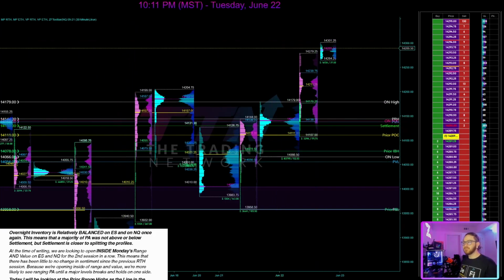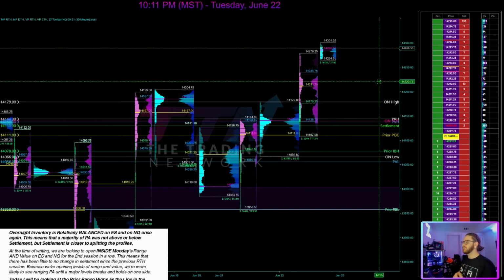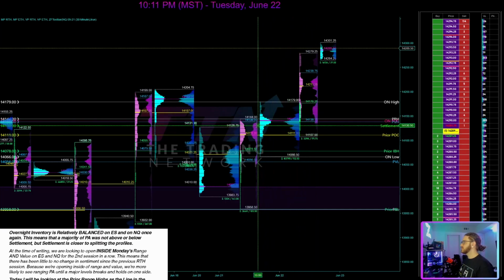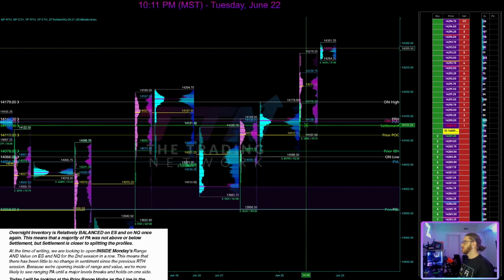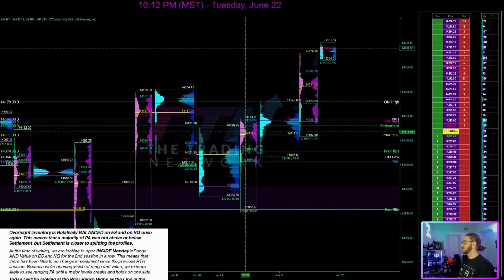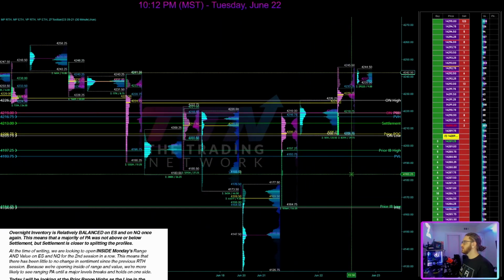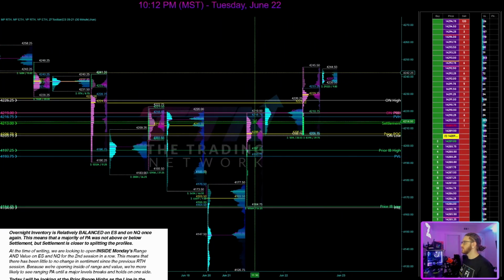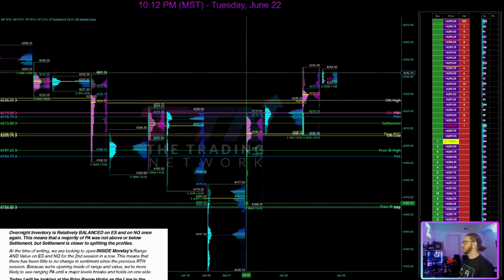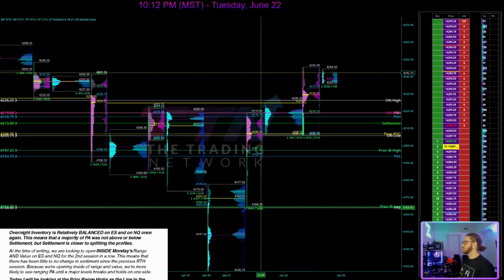So at the time of writing, we were looking to open inside Monday's range and value. So this was Monday's range right here. This is yesterday's range, 185-point range, and we were looking to open within the value area of that range as well on NQ. And ES, here is ES's value area, 41.93 to the downside, 42.16 is value area high, and here is the range from yesterday, 54.25.